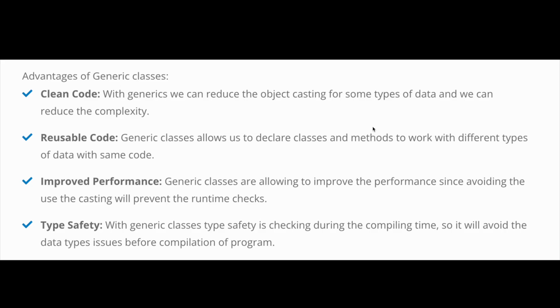The third one is performance improvements. By reducing the dynamic casting, we can reduce the type checks at runtime, and this makes code execution more performant. The last one is type safety. Type checks are done at compile time instead of runtime with the help of generic classes. So we will not have any runtime type check issues.